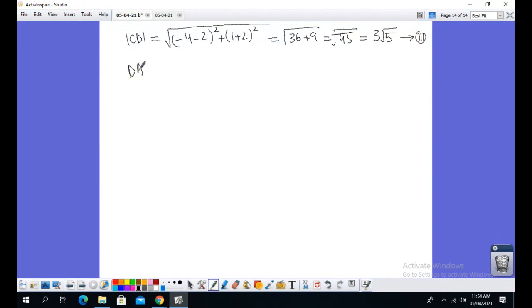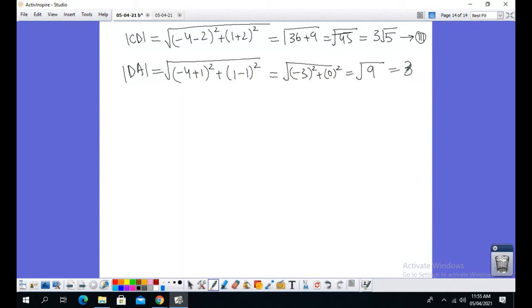And the last one, we take the distance DA. When we take the distance DA, we have y2 minus y1 and x2 minus x1, which becomes minus 3 squared plus 0 squared, which means 9, and the square root of 9 is 3. We call it 4.